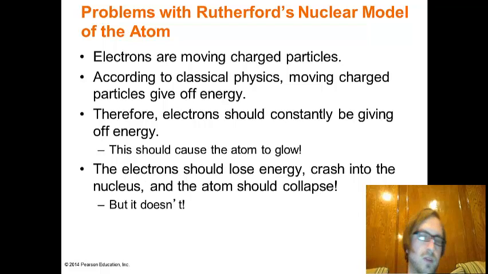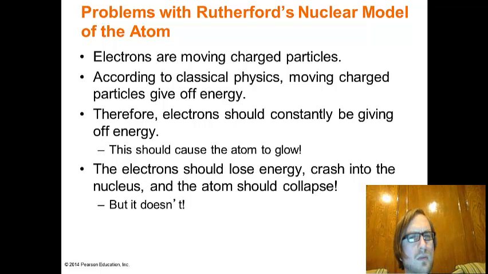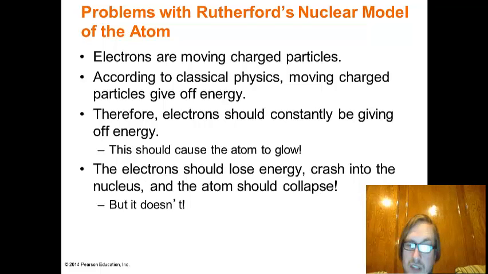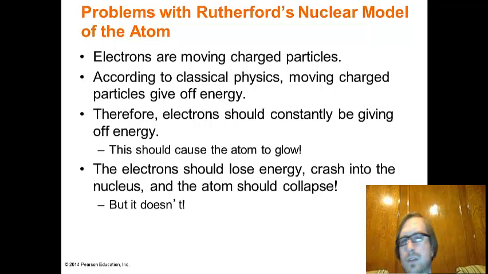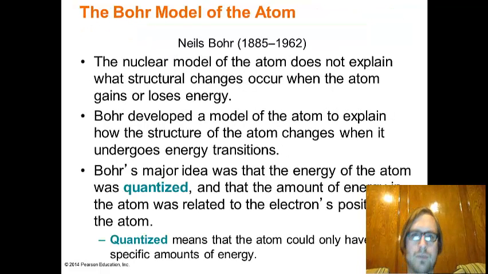Some of the problems with Rutherford's nuclear model is that electrons are moving charged particles. From what we know of physics, moving charged particles give off energy. They create magnetic fields, for one, and if they're giving off energy, then two things. That energy should be seen, given off as light or something else. And if the electrons are losing energy, then their orbit, they're moving around, should slow down, and they should crash into the nucleus. But they don't. So that means that the Rutherford model is not fully explaining everything.